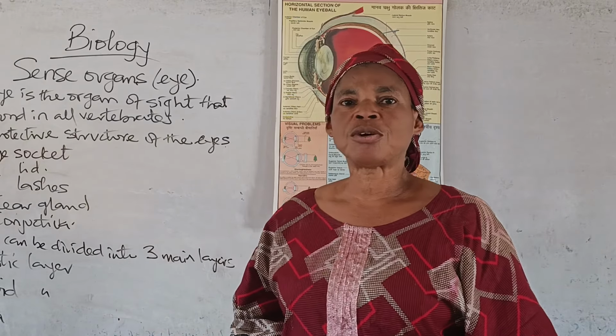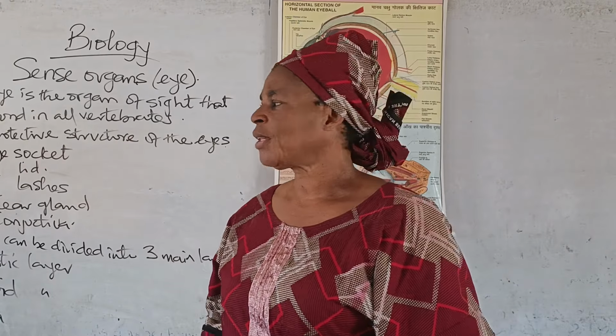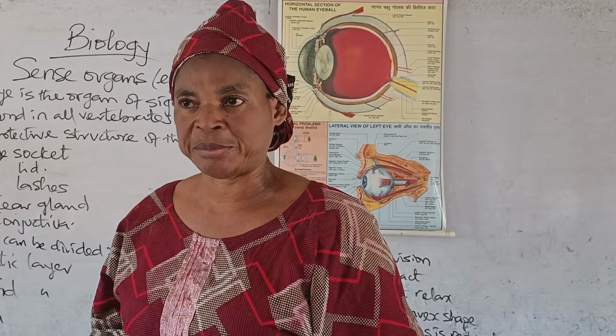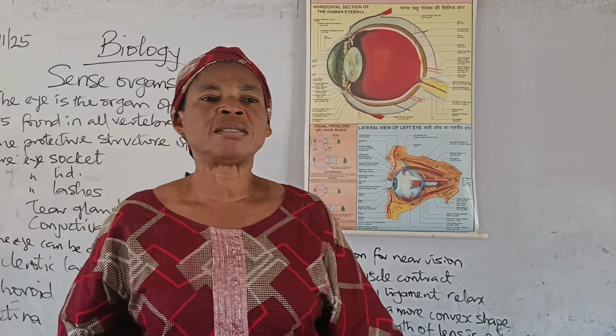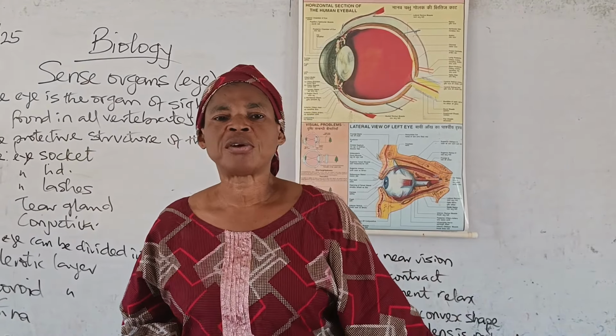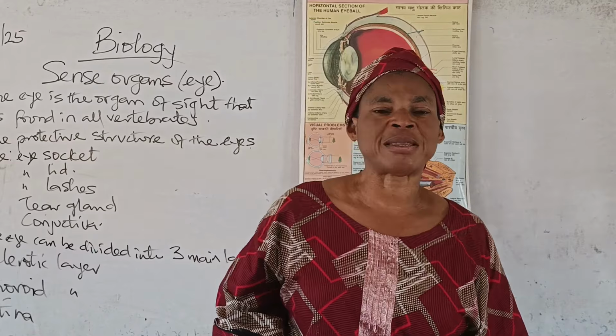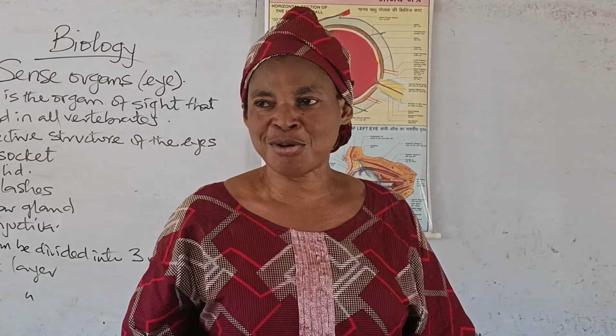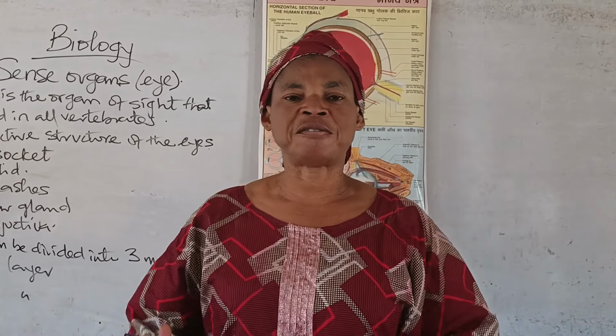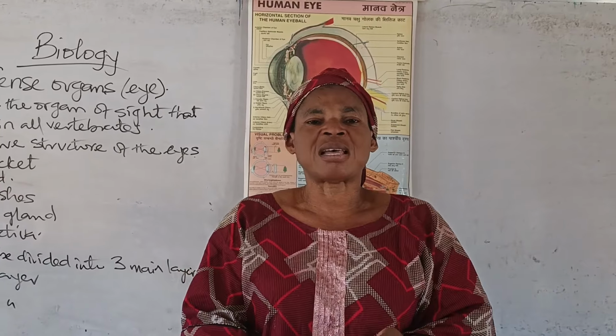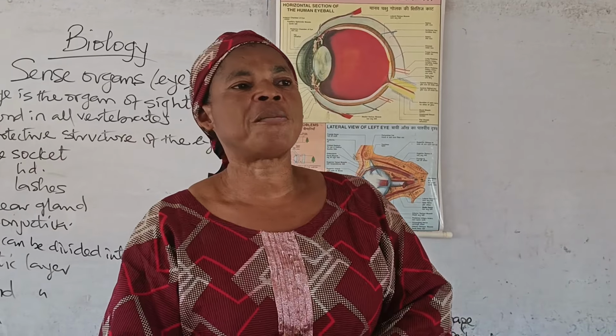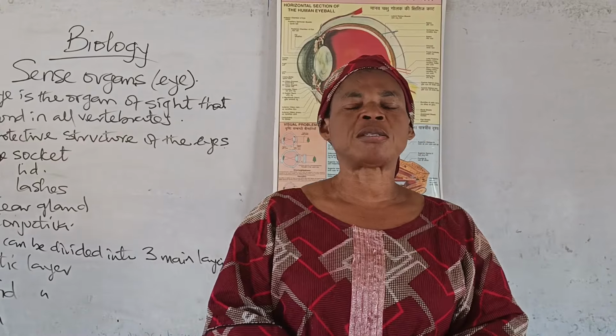And then the conjunctiva becomes inflamed when there is any entry of harmful or pathogenic microorganisms. So it becomes red and inflamed. By doing that, it prevents the bacteria from entering the innermost part of the eye.